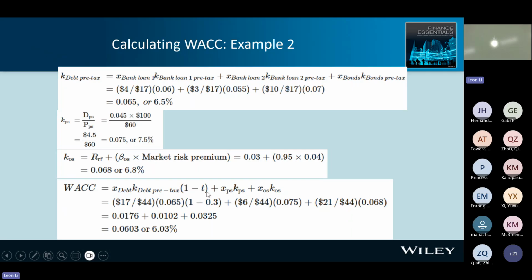So for cost of debt, we have 1 minus T after tax cost of debt. Weight on debt, weight on preference share, weight on ordinary share. Then we have the final result. All right. Yeah, I know this example includes some calculation, but my focus will be the concept. About the calculation, I hope students you can practice yourself. All right.